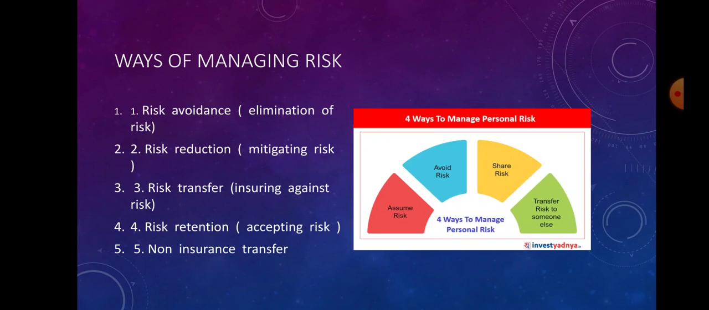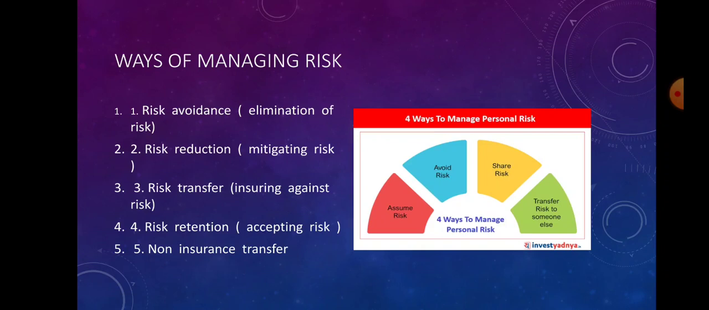So here there are five ways of managing the risk. First one is risk avoidance. Risk avoidance means we are totally taking a step back from taking the risk, that is, elimination of risk. Next is risk reduction. Risk reduction means reducing the risk through some precautions. We are reducing our level of risk.